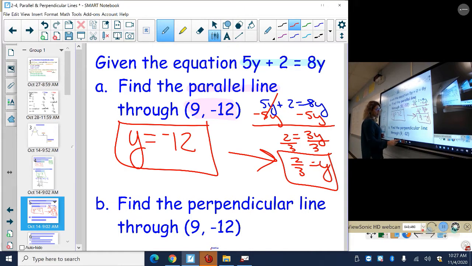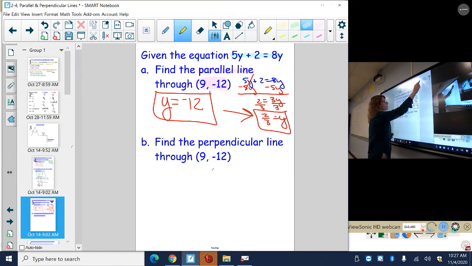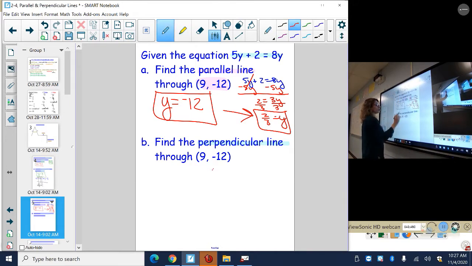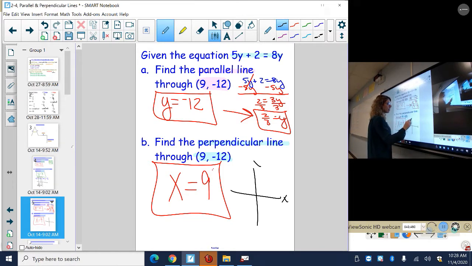Now, with that being said, this time we want the perpendicular line. Well, what does perpendicular mean? Perpendicular means opposite letter. So the opposite letter to y is going to be x, and what does x equal in this ordered pair? X is equal to 9. And again, that makes sense. If you want me to show you graphically, here's x, here's y. This is going to be y is equal to 2/3, that's right there.